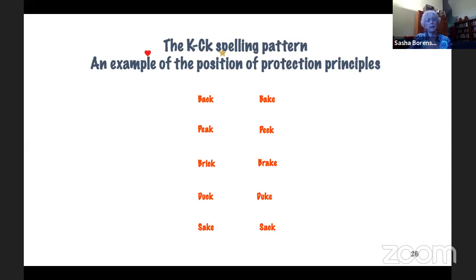Okay, Lee, I'm going to keep going with you. I want to hear you, please. In the word duck, what is the vowel? The U. And is that a weak vowel or a strong vowel? It's weak. And why is it weak?